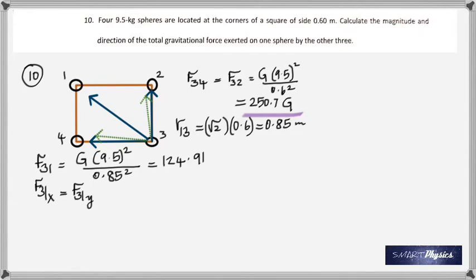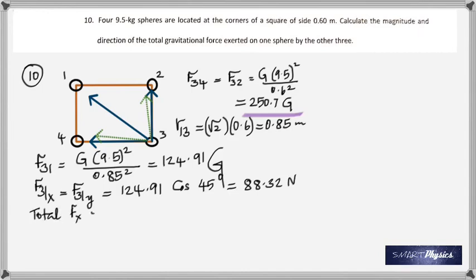To find the resultant of the three forces, I have broken this into its components, the green dotted vectors along the x-axis, F31x and F31y. Both will be equal, of course, because the angle is 45 degrees. They will be 124.91 cos 45, because the other one will be 124.91 sin 45, but cos 45 and sin 45 are equal. That's why both are 88.32.